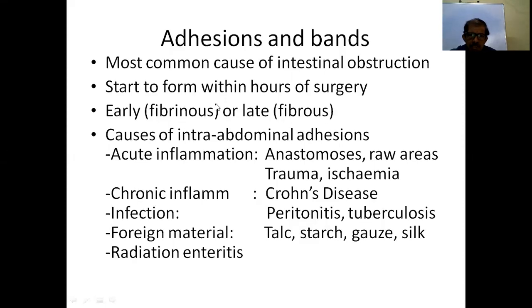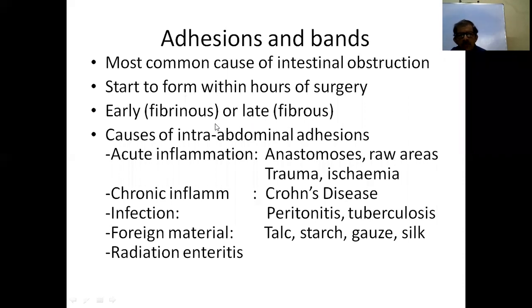Fibrinous example is, all of you might have experienced these pizzas, in the advertisement at least I have seen, though I have not tasted so far. In between the two pieces, how the adhesions will be. So they are called fibrinous. Whereas complete dense adhesions are called fibrous. So these are flimsy, whereas these are dense, fibrous.